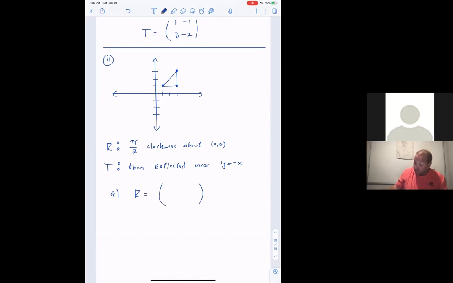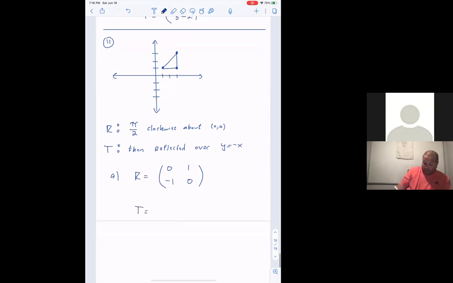Well, I go to my clockwise rotation. Cosine 90 degrees is 0, sine 90 degrees is 1, negative sine is 1, cosine is 0. That's my rotation matrix. My reflection, y equals negative x, my angle is negative 45 degrees. Twice that is negative 90 degrees. Cosine of negative 90 degrees, sine of negative 90 degrees, sine of negative 90 degrees, negative cosine of negative 90 degrees. So there are my two matrices.